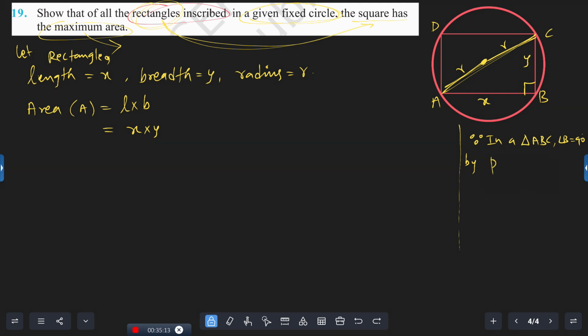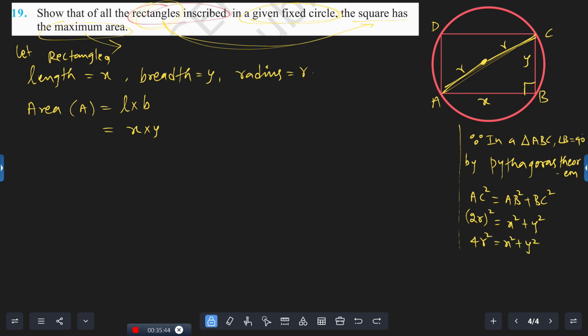By Pythagoras theorem, the square of the hypotenuse is equal to the sum of the squares of the other two sides. So AC value is (2R) whole square, AB value x square, BC value y square. Which means 4 times R square is equal to x square plus y square.